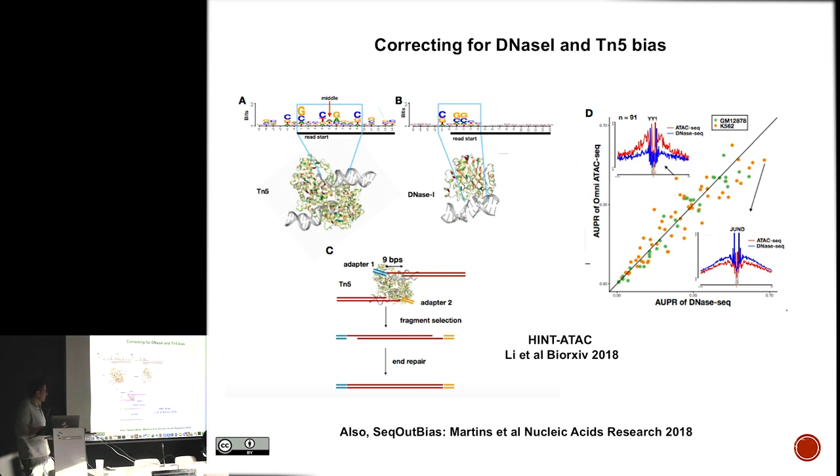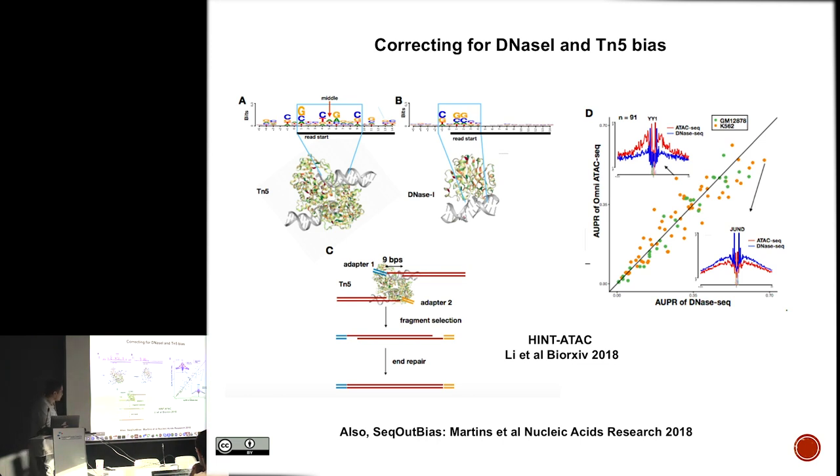There are two methods that really help in adjusting these. One is from HINT-ATAC, from Li et al., and then a SeqOutBias from Martins et al., Nucleic Acids Research. So in the hands-on, I'll be talking more about HINT and footprinting as a way to do it. I think that for the field of footprinting, there's still a lot more work to be done, especially taking into account the biases that exist.